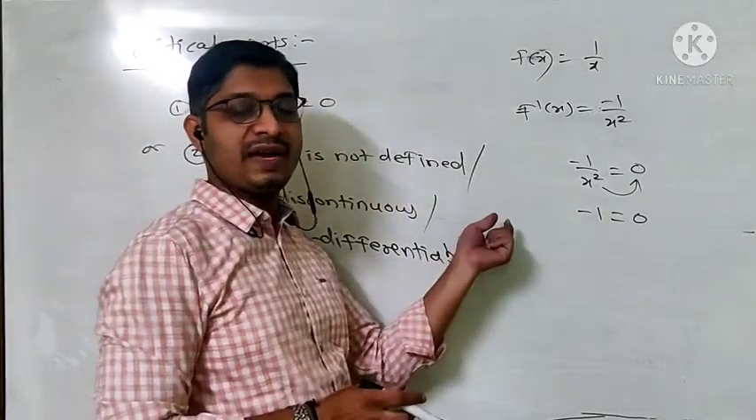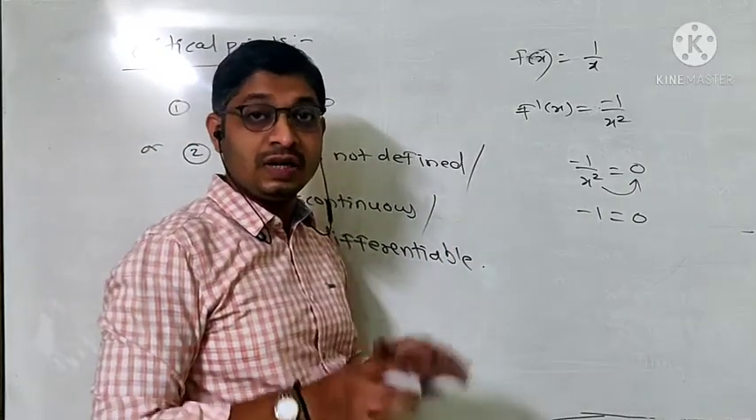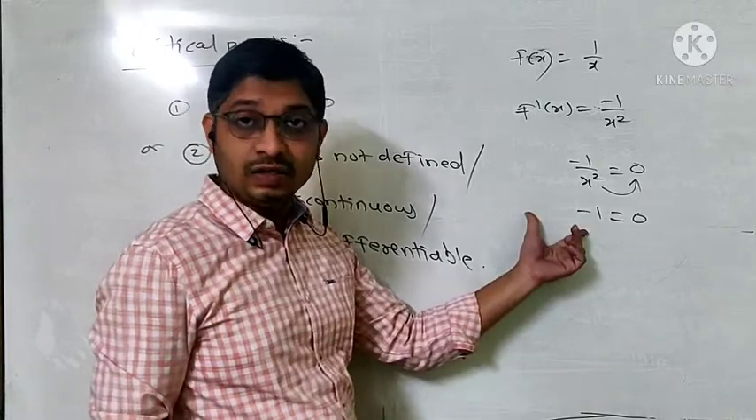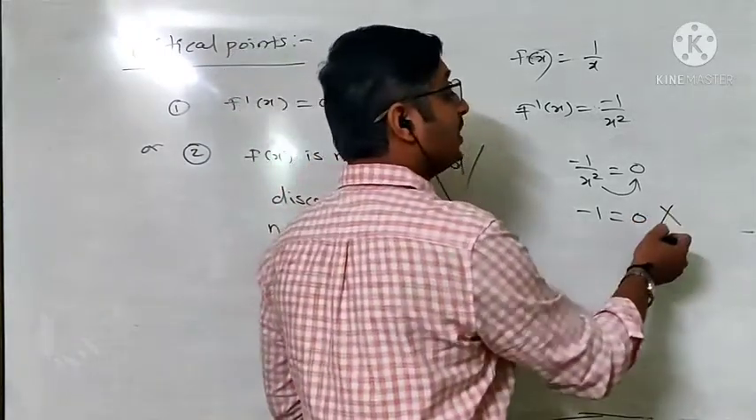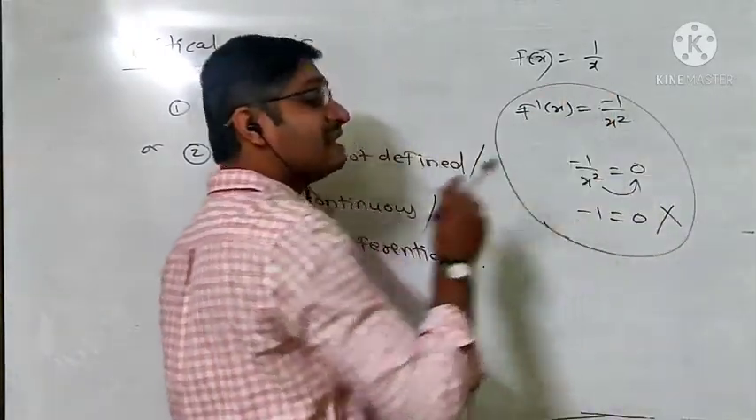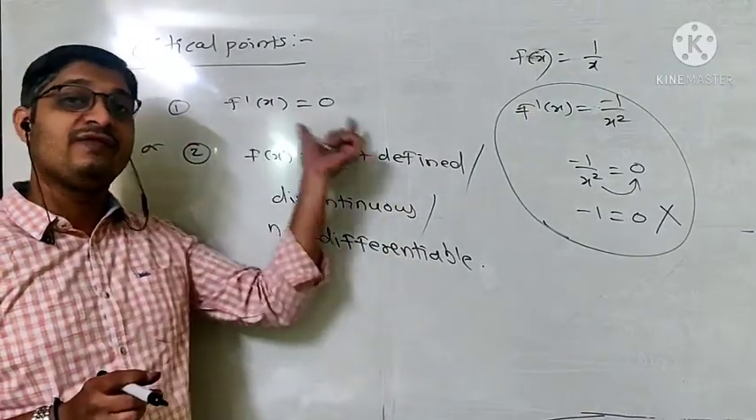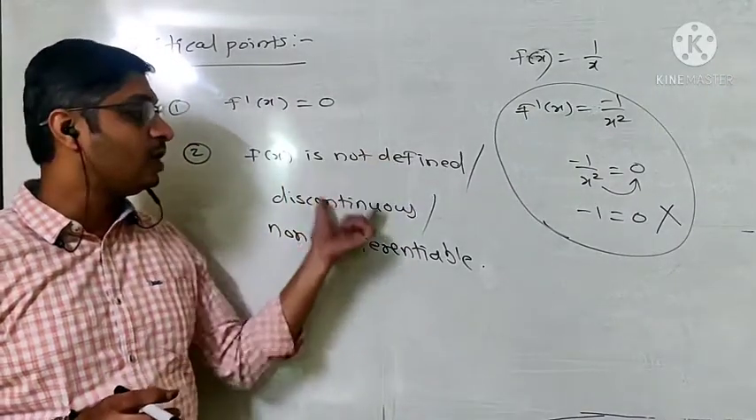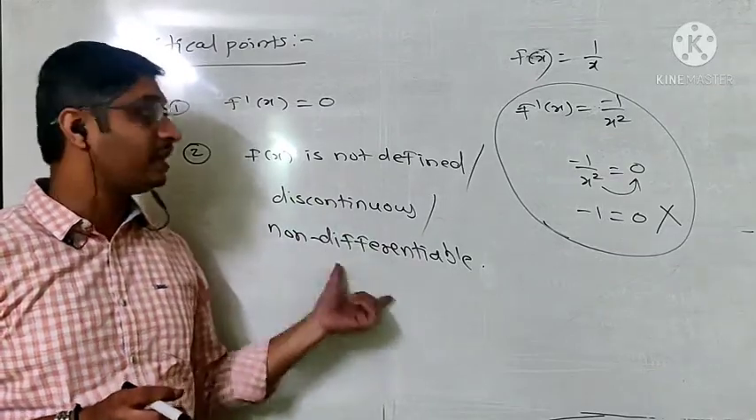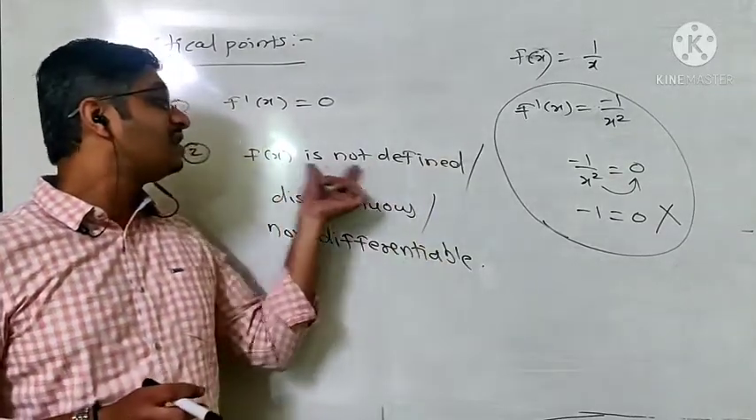Okay, 0 multiplied by any quantity is always equivalent to 0. But is this reality? No, this is not possible. So in some cases, the first order derivative test fails us. That's why we are going to implement these conditions, such that the function is not defined.